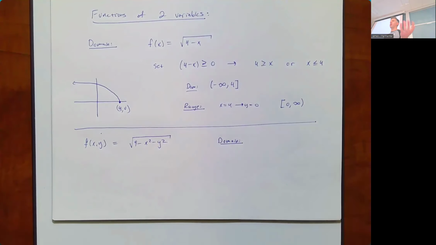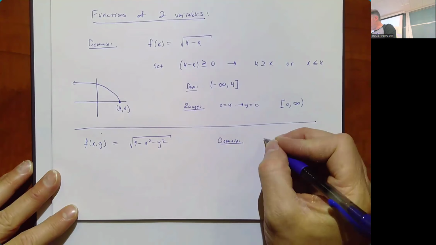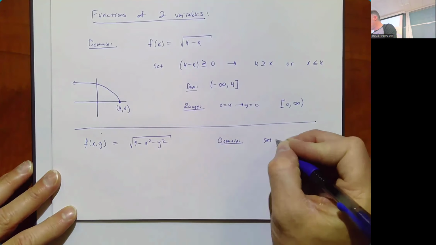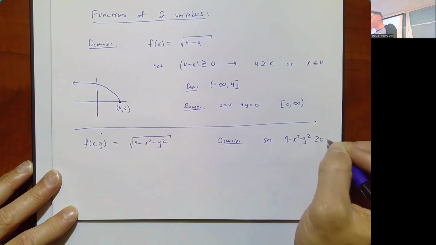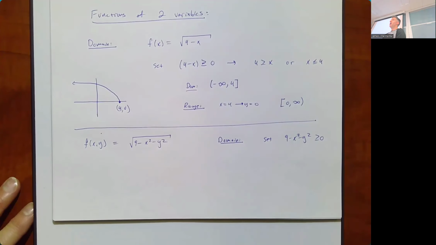And really, it's the same three ideas about domain that we might have learned in 17a. You can't take the square root of a negative, you can't divide by 0, and we can't take the natural log or any logarithm of 0 or negative. So those are the things we look for when we're talking about domain restrictions. So here, to find our domain, we're going to set 9 minus x squared minus y squared to be greater than or equal to 0, because we need the insides to be greater than or equal to 0.